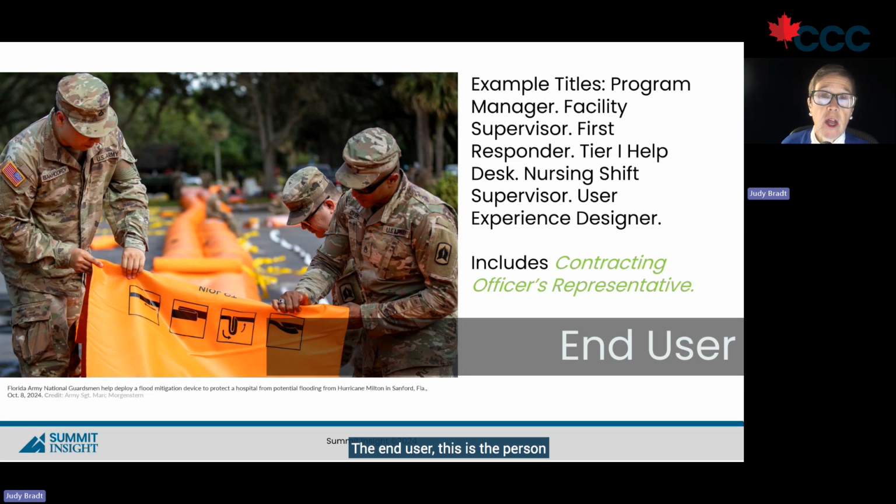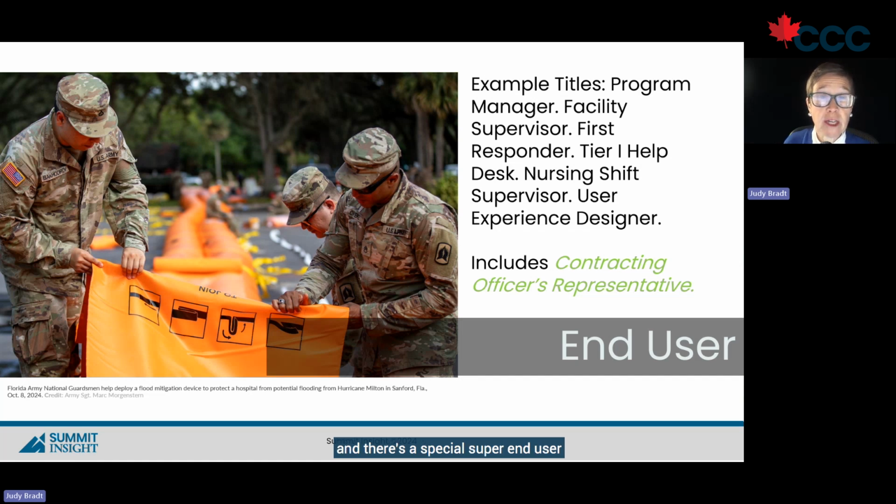The end user, this is the person who's stuck with the consequences of choosing you. That might be a project manager. It might be the director of engineering. It might be the tier 1 help desk person. It could be the warrior in the battle space. Okay. These folks cannot sign a contract. They do define the requirement.